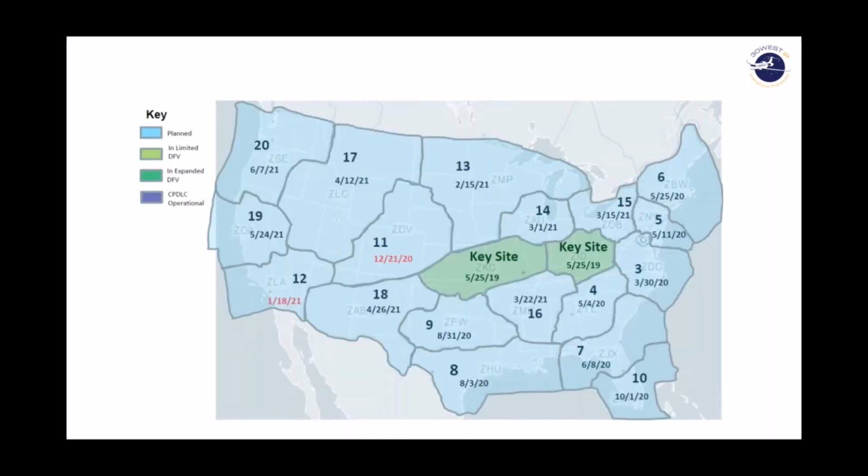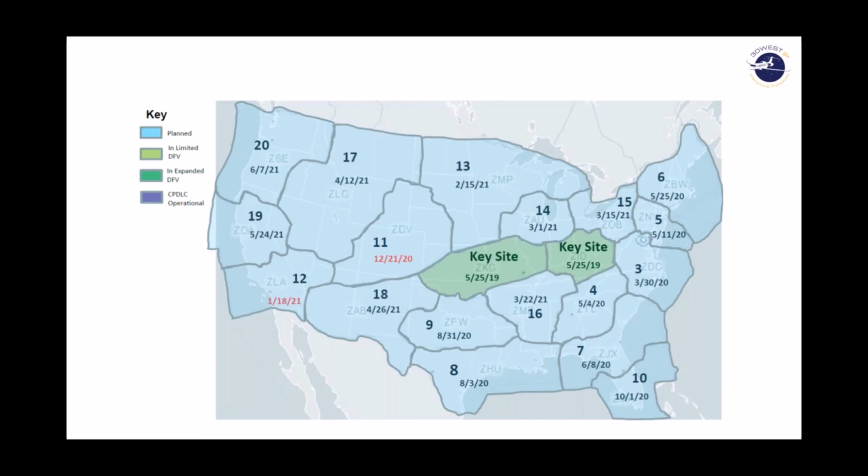Okay, so here is a look at those 20 U.S. sectors and when they will be rolling out. As you can see right now, two key sites that are currently active are Kansas City and Indy centers. And then the next sites to roll out are ZDC, and then Atlanta follows after that. Originally, Memphis was supposed to be one of the original sites to roll out, but as a result of that government shutdown, that sector has been pushed the whole way out until March of 2021.